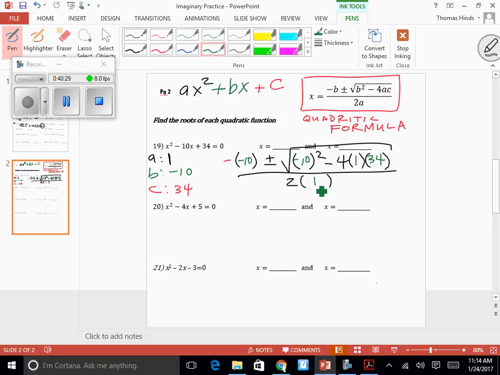Anybody know what negative 10 squared is? Positive 100. Positive 100. Calculators, I'm going to need your help. A negative 4 times a positive 34. Negative 136.